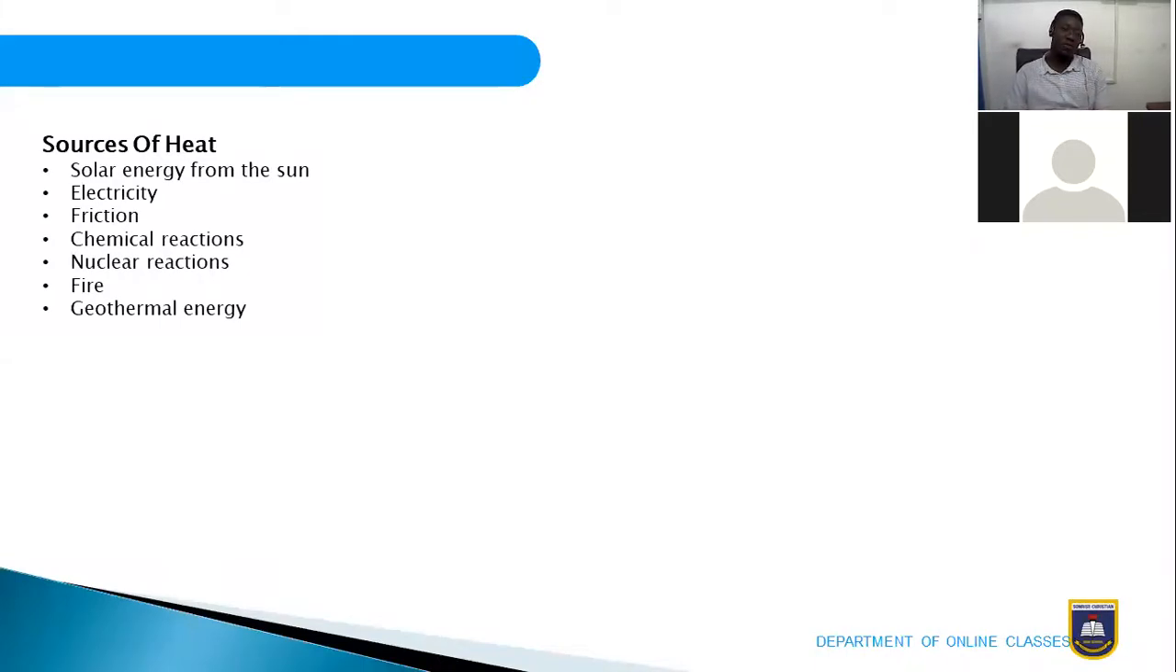And another source of heat is electricity. For example, the normal electricity in your house, which is gotten from the hydroelectric dam, the dam at Akosombo. That electricity you use for ironing your clothes, and for heating water by the use of the kettle and things. So it's a source of heat.